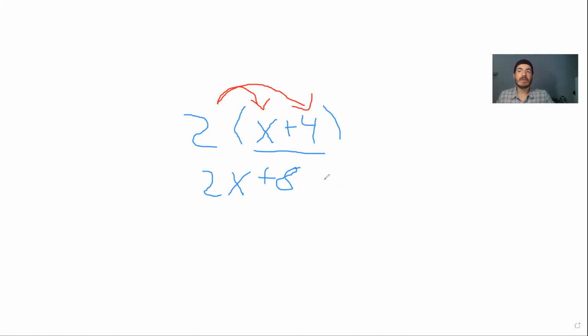Did it help? Did it get me closer? Well, I don't know. I don't have any context for it, but there will be situations where this is much more pliable. This is a much more useful way of looking at this. There are things that I can do with the 2x plus 8 that I can't do with 2 times the quantity of x plus 4. Okay, that was a very brief introduction to distribution.